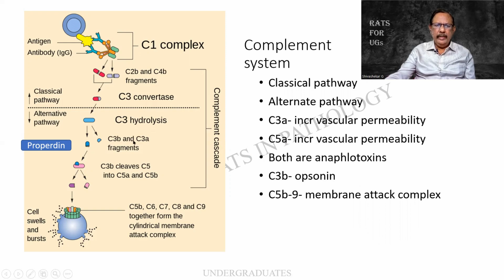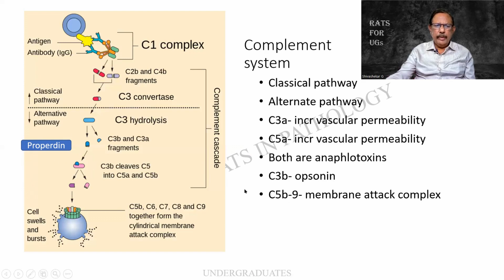C3b is an opsonin, C3a and C5a are anaphylatoxins. There is another one that can ultimately be produced, which is C5b-9, called the membrane attack complex. It can drill holes into the cells, causing their death. That is what Robbins says. So, look at this one. It is a summary of what I have said. Kindly memorize it and draw the flow diagram and see where it is.